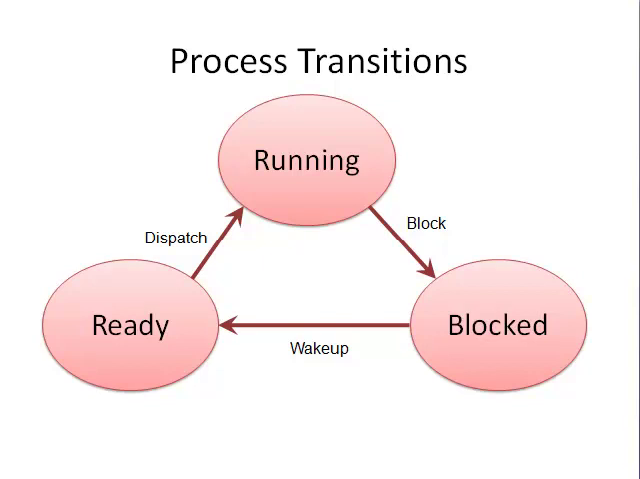Now, with preemptive multitasking, the operating system will regularly pause or block the running process so that other processes that are in the ready state can have a turn. If you have cooperative multitasking, then the running task will keep running until it voluntarily suspends or blocks itself.